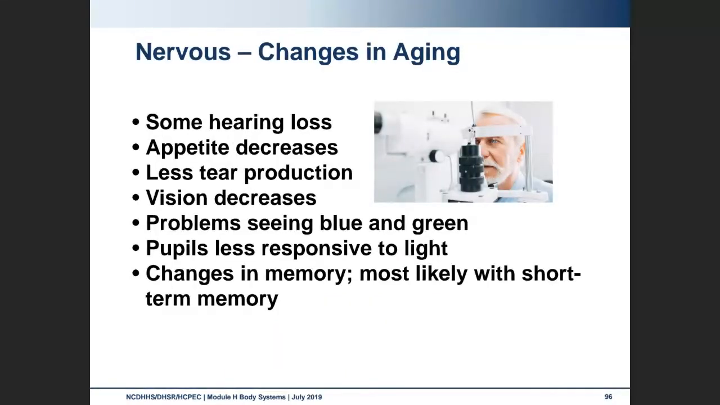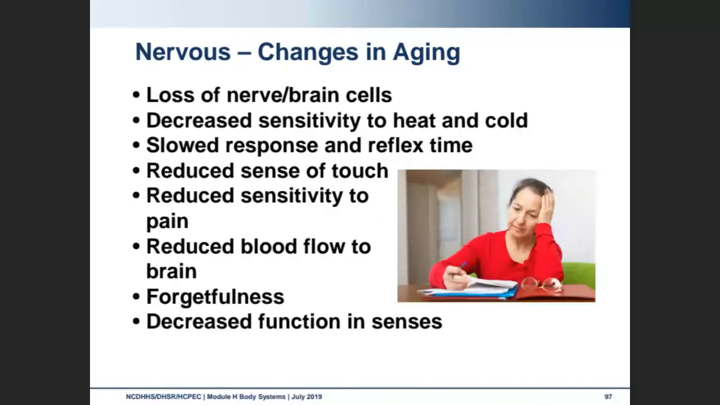As we age, we do tend to have some hearing loss. Our appetite decreases. Vision decreases. And in fact, we actually have more trouble seeing blues and greens than we did when we were younger. Our pupils become less responsive to light. And sometimes we have some changes in memory, most likely with a little bit of short-term memory. So some decrease in short-term memory can be attributed to aging, as well as loss of nerve and brain cells, slower response time and reflex time.